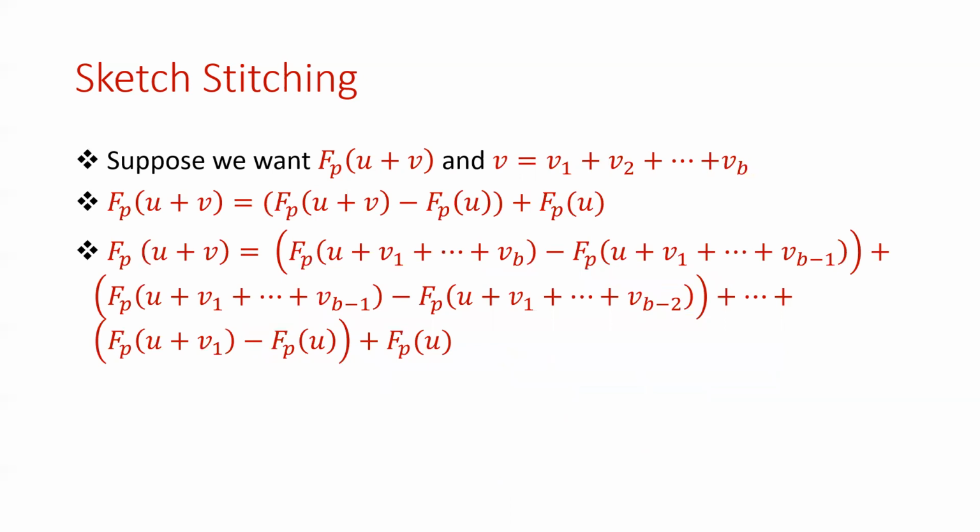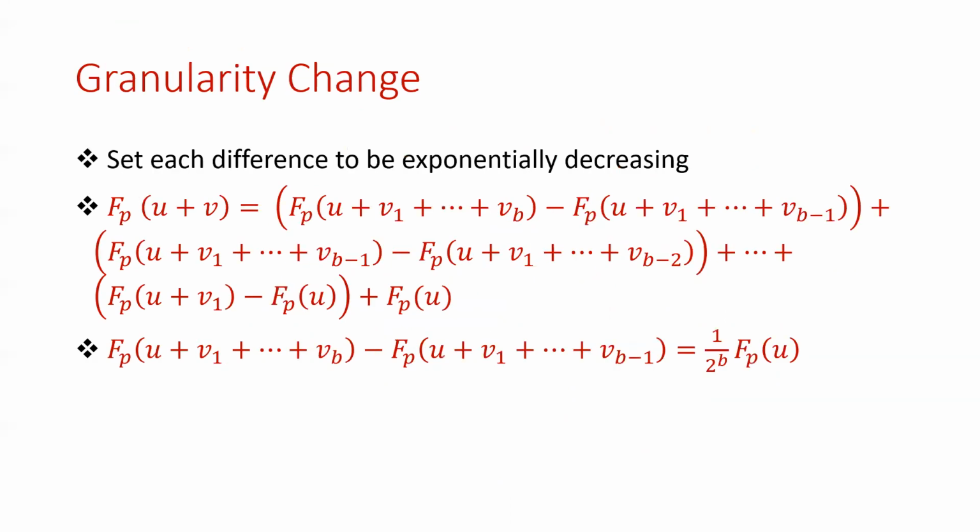And now we can expand this using a telescoping sum. And recall that V is equal to the sum of the vectors V1 to VB. And we have this large sum of differences. But the point is that we can set each difference to be exponentially decreasing. So the idea is that the Bth difference will be roughly 1/2 to the B times the Pth moment of U. So the first difference here is tiny. The second difference is a bit larger, and so forth.